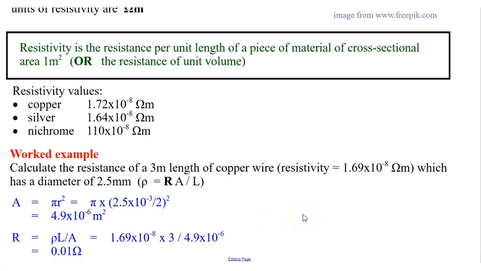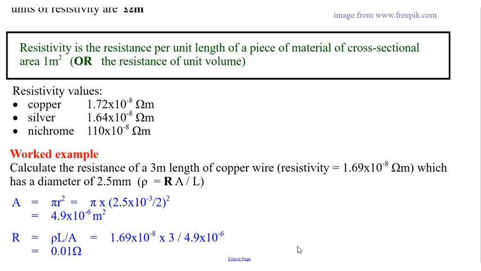Okay, so we're trying to find the resistance, so we have our formula. We need to make R the subject. R is equal to rho L over A. So we know rho, we're given this value. We're normally given this in the formula in the question. Multiplied by length, divided by our area in meters squared, and we get a value of 0.01.